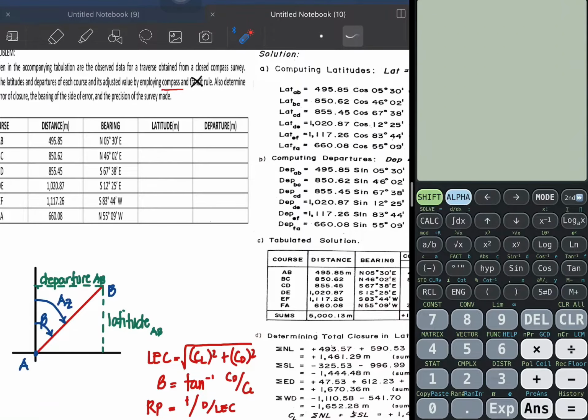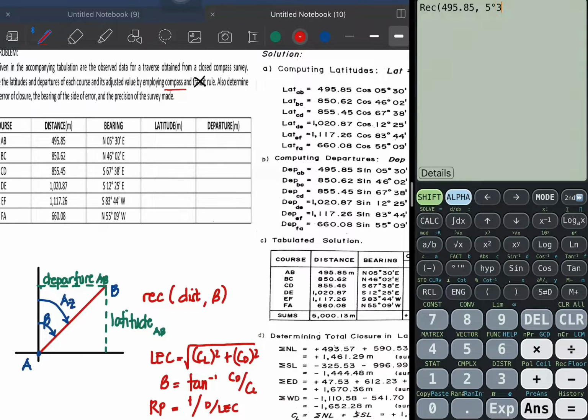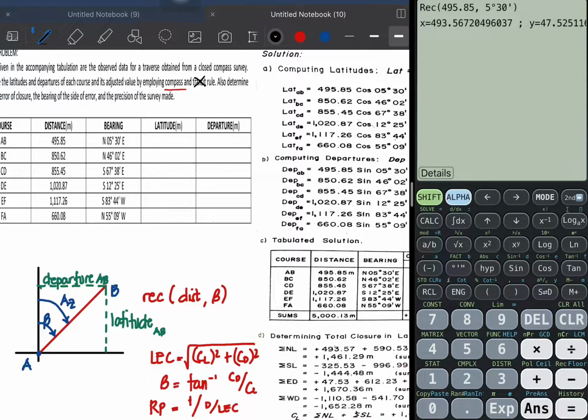Okay, so let's have line AB. For the function, you have Rec, then distance, angle. 495.85, comma, then 5 degrees 30 minutes. So you have 493.57 and 47.53.